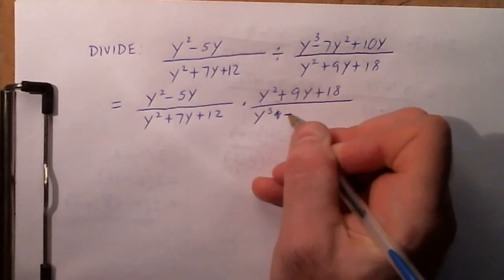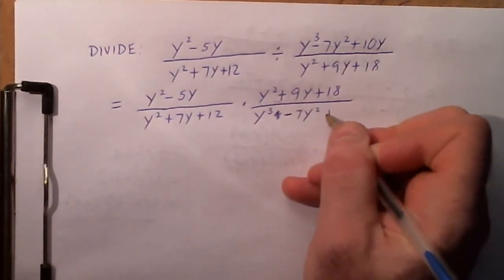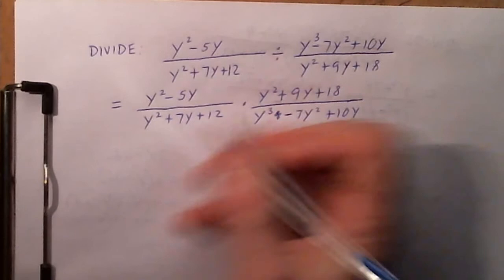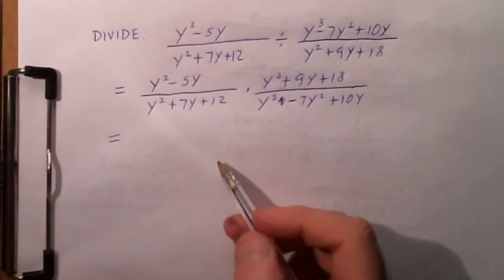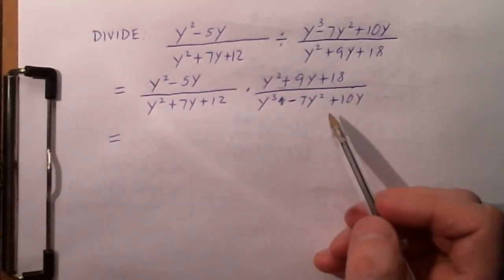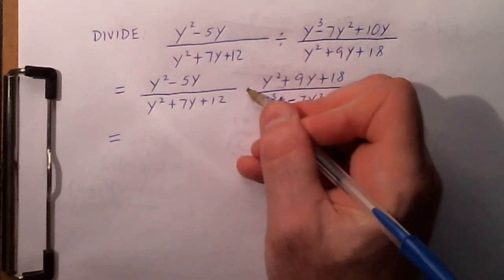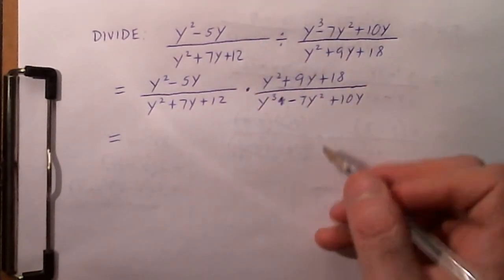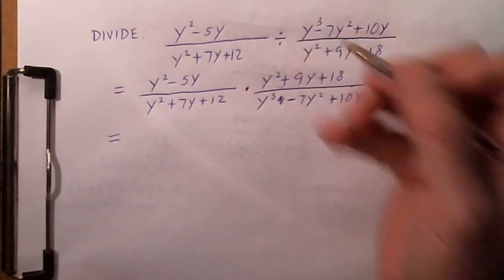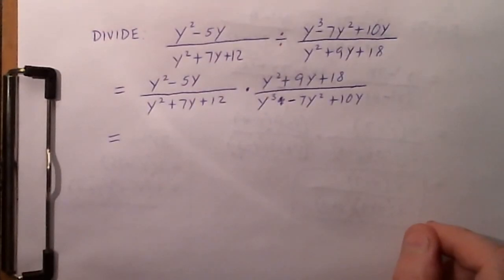That should be a minus 7y squared plus 10y. And you guessed it, ladies and gentlemen, now we have to completely factor all of our polynomials. So if nothing else, we're getting a huge workout from Chapter 6 and our ability to factor polynomials. And you can see why Chapter 6 precedes Chapter 7. If we don't know how to factor polynomials, we're not going to have any success in Chapter 7.